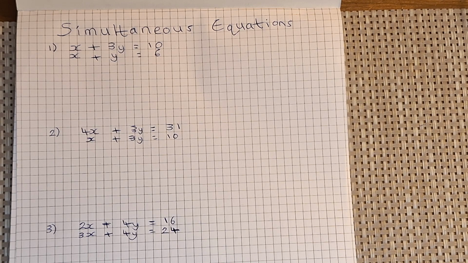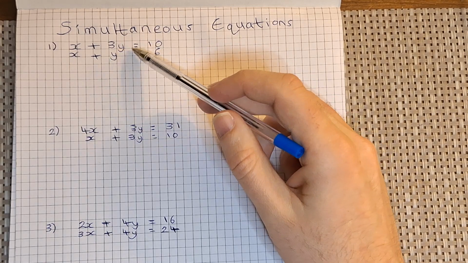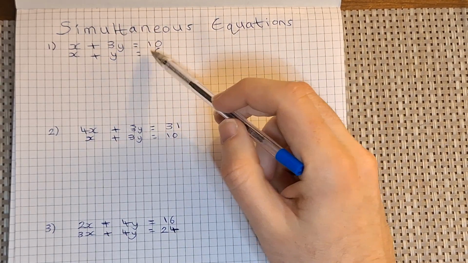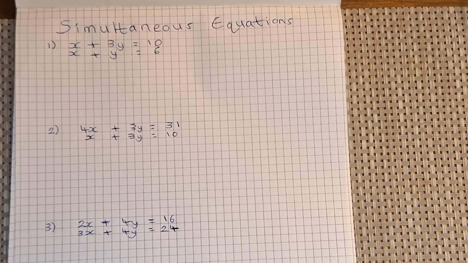This is a lesson on simultaneous equations. Simultaneous equations are where we have two equations. For example, here we've got x plus 3y equals 10, and x plus y equals 6, and we need to find what x and y are, okay?